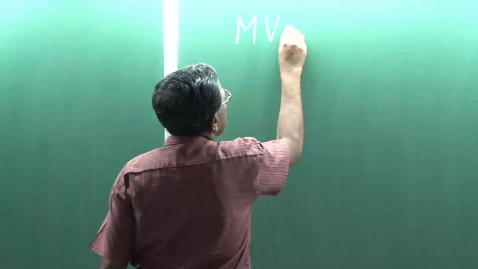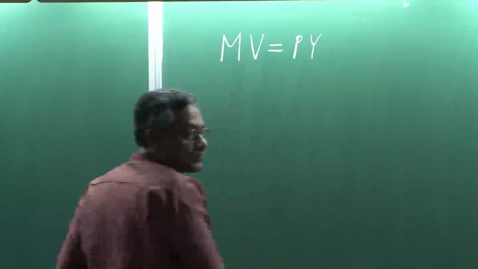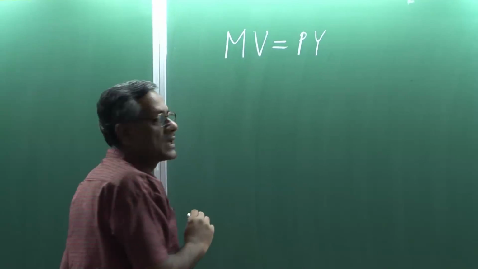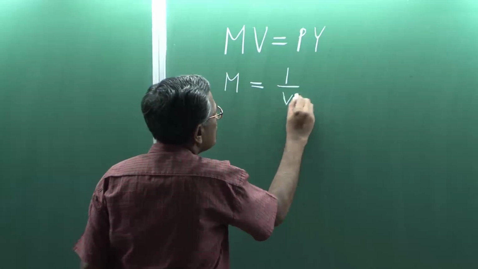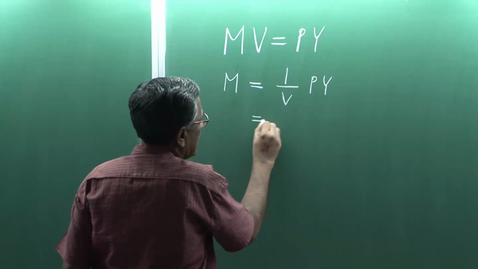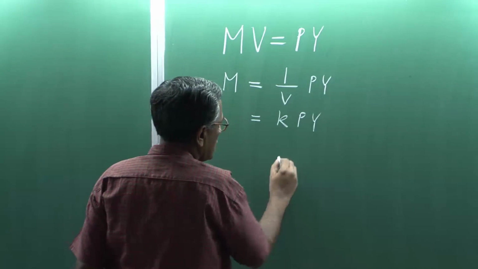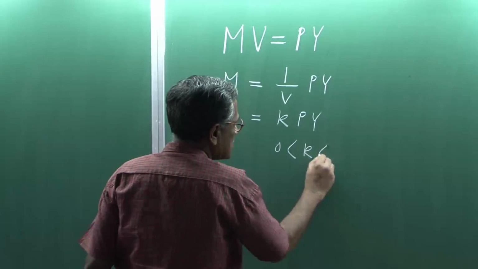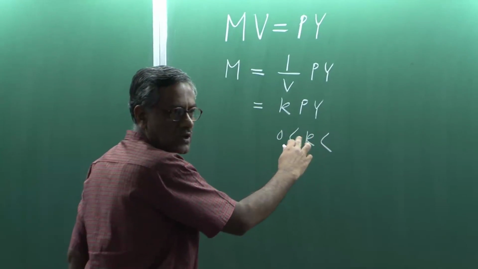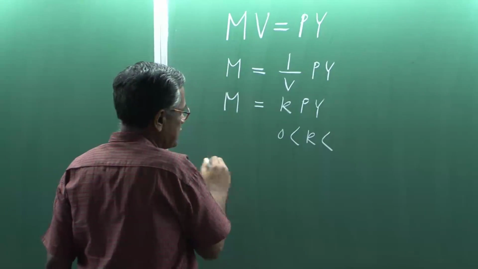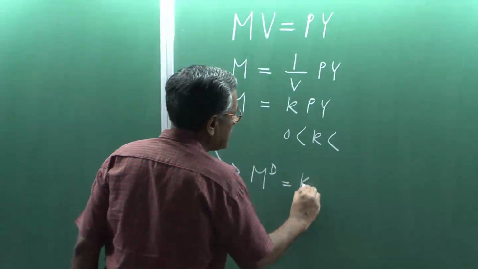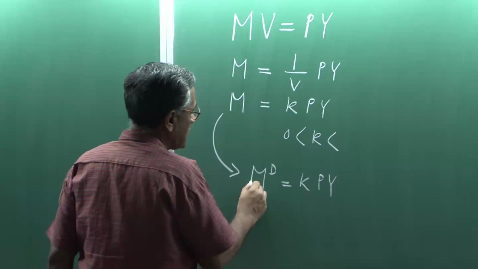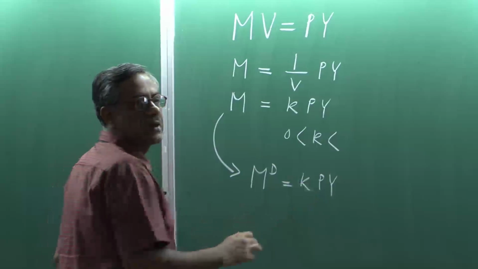If I write Fisher's equation as MV = PY, and I turn it around as M = (1/V)PY, and call that kPY, where k lies between 0 and 1 because V is greater than 1. So, k is between 0 and 1. Then this equation in Cambridge was written like this: demand for money is equal to kPY, where demand for money is some proportion of the nominal income in the country.